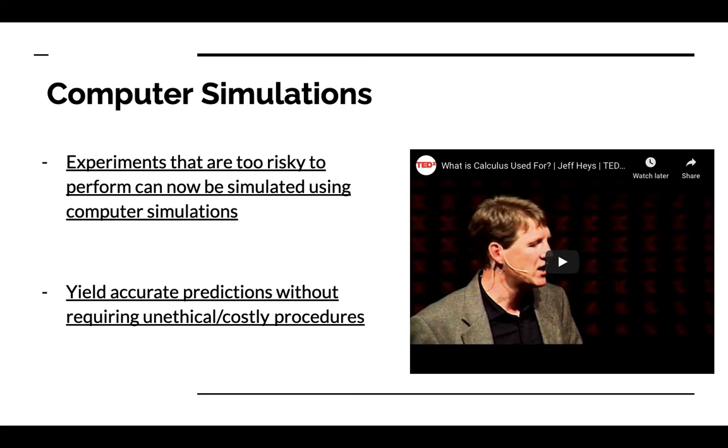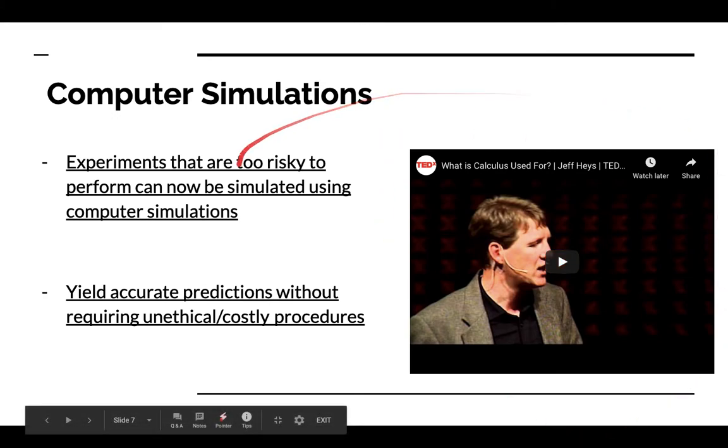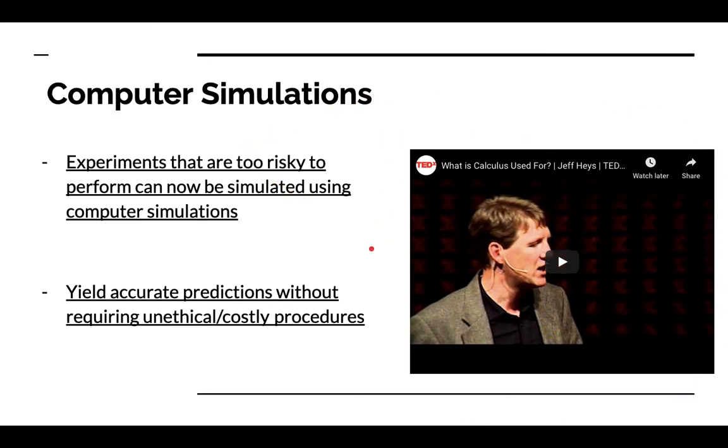In the video, in addition, he talks about how they do scientific research into glaucoma, which is a medical condition that affects the eye. And he talks about how it's too dangerous to cut open a human eye, because that would mean essentially destroying the eye of a living person. So what they can do is run a simulation that tells them what happens to a human eye under certain conditions where glaucoma may develop, based on the application of calculus and mathematics to develop computer simulations and programs. So this yields accurate predictions without requiring unethical or extremely costly procedures.